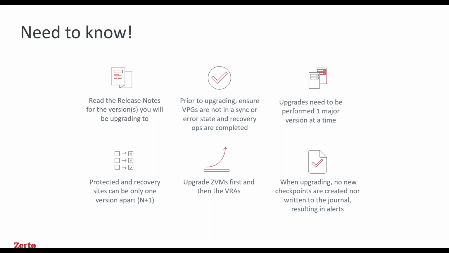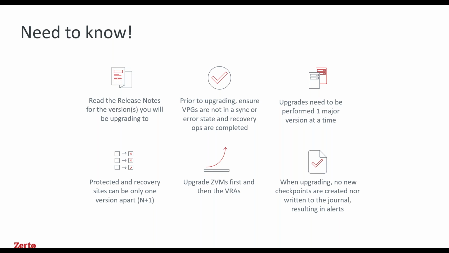Steps 3 and 4. When planning out your upgrade, upgrades need to be performed one major version at a time. We call this N+1, meaning if you're on 7.5 and want to upgrade to 8.5, you will need to upgrade your source and recovery sites to 8.0. Once there, you can then upgrade to 8.5.